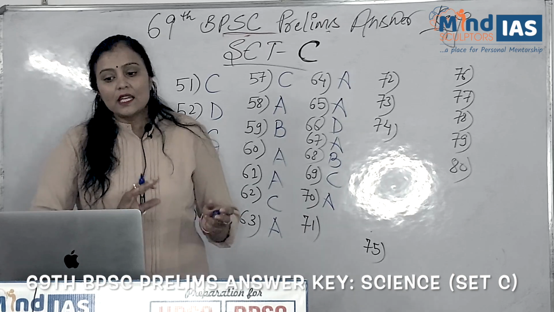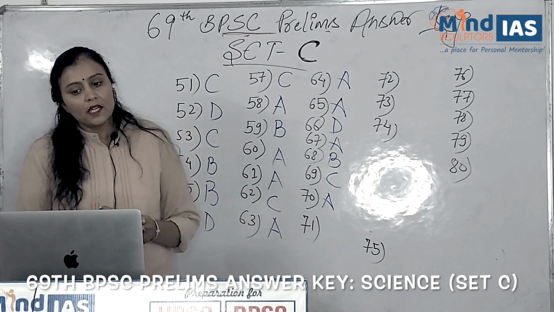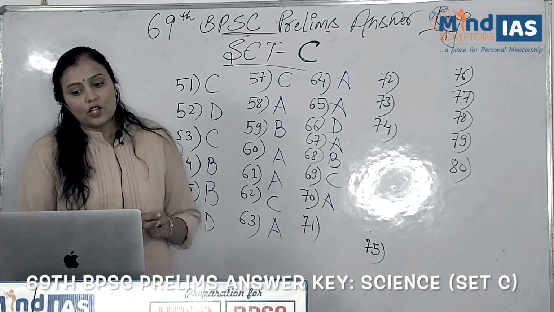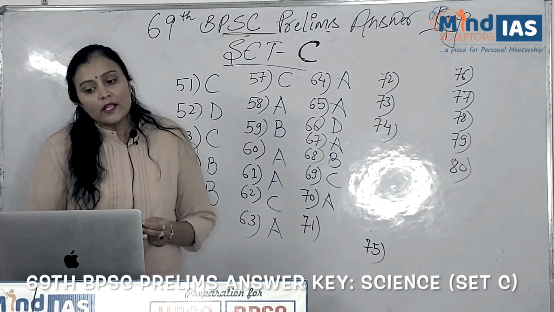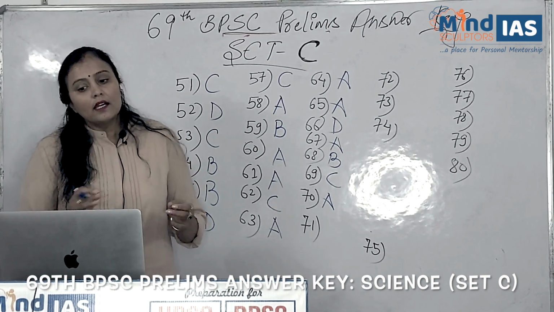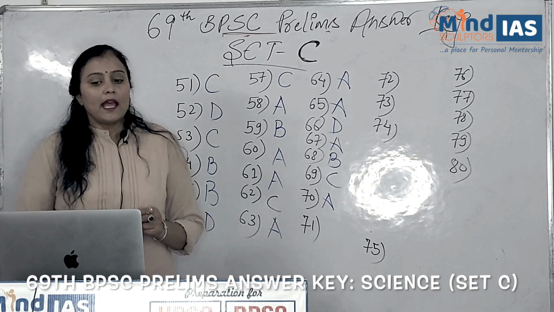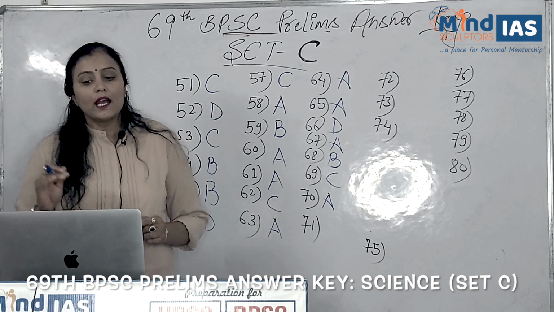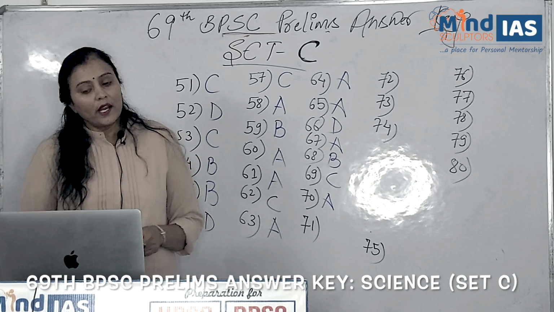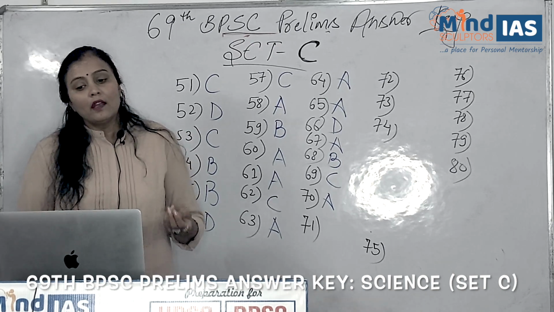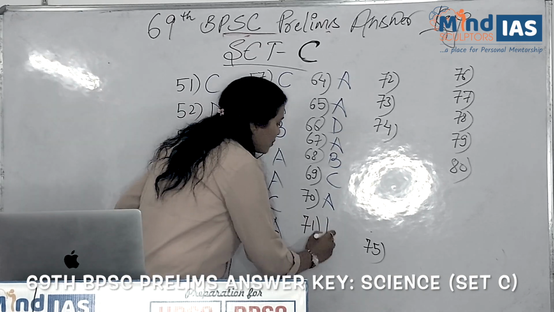The first is: Taeniasis is an intestinal infection caused by three species of tapeworm, Taenia solium, Taenia saginata and Taenia asiatica. The second statement is: when cysts develop in the brain, the condition is referred to as neurocysticercosis. Then the options given: which of the above statements are correct? Only 1, both 1 and 2, only 2, and none of the above. The right answer for this question is option B.